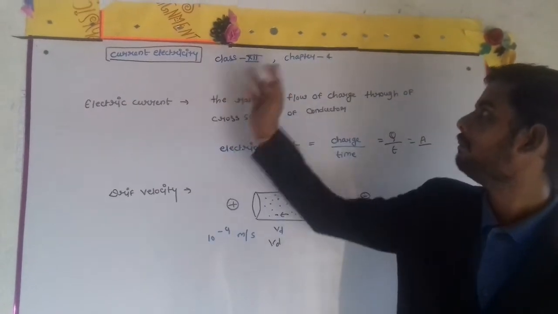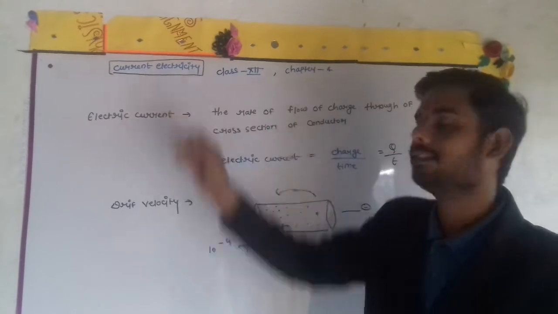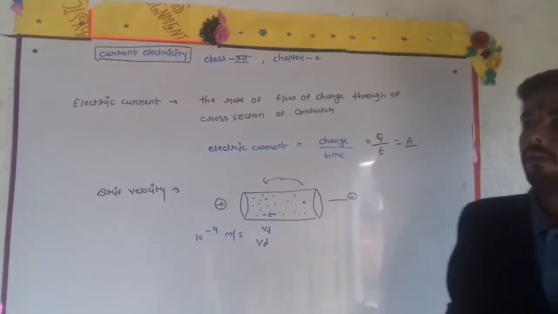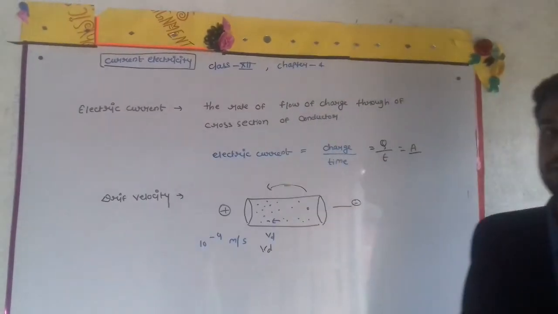Now we'll see chapter number 4 of class 12 physics, which is current electricity. For studying that, we must first know what electric current is.